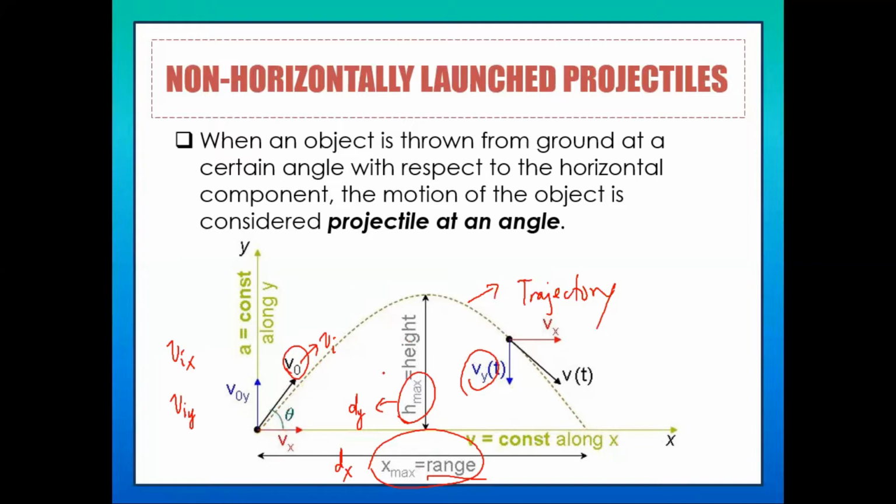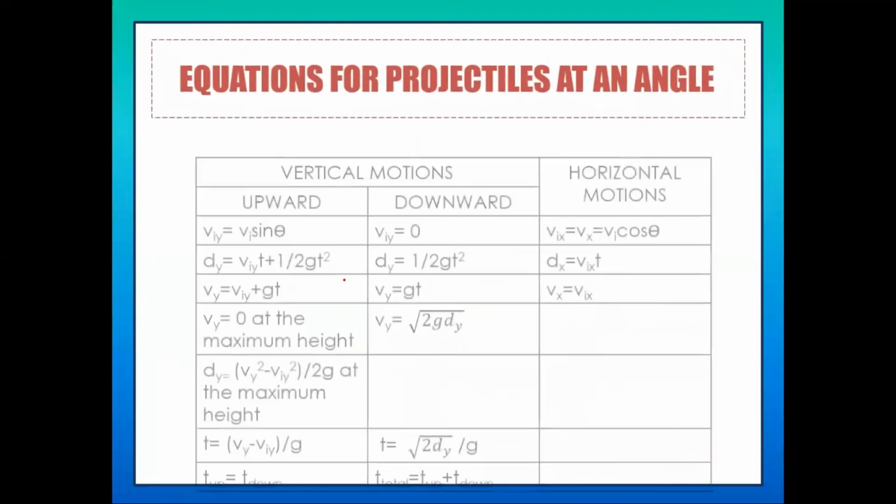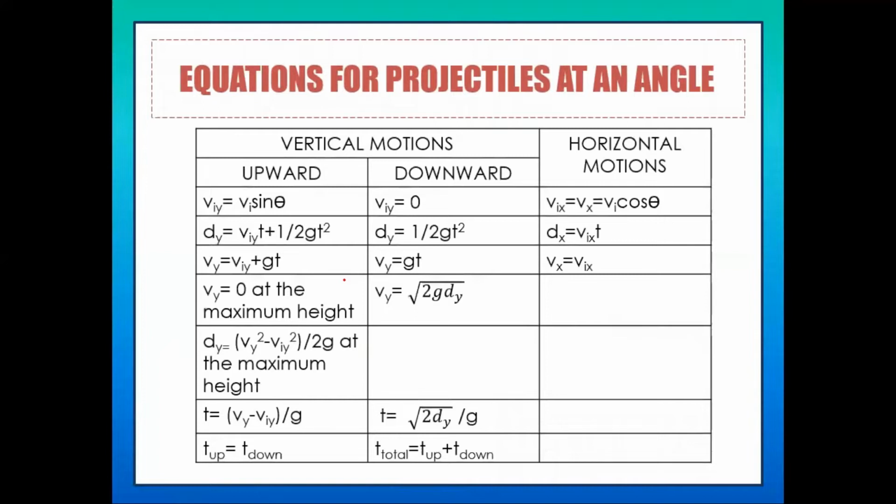So we have velocities involved here, which could be your vertical or horizontal velocities. You have the trajectory, the maximum height, the initial velocity, and the range, or your d sub x. This is the typical illustration of how we visualize projectiles at an angle. Here are the equations to be used for projectiles at an angle. No need for me to explain some of the equations here. They are the same as before.